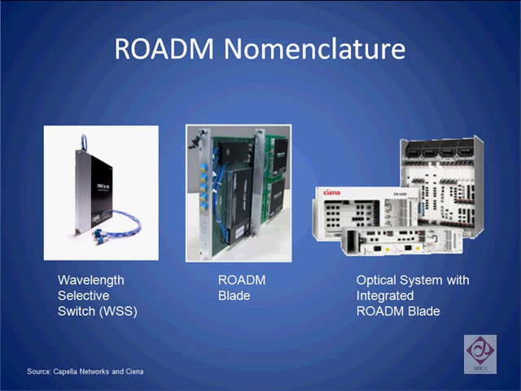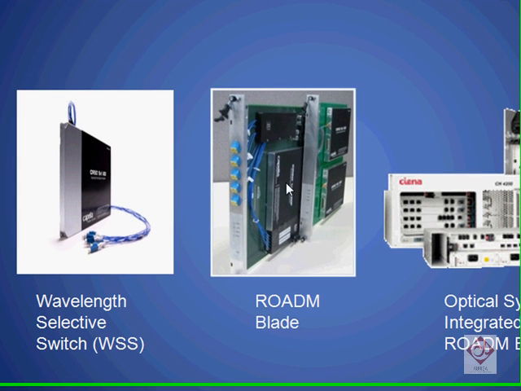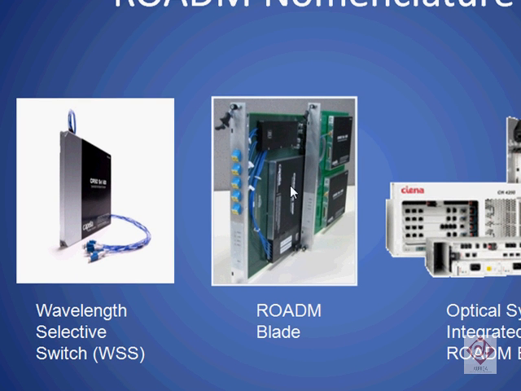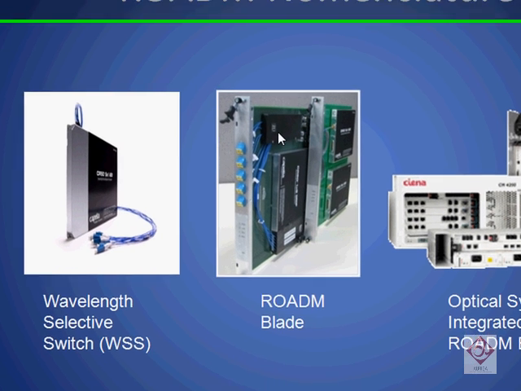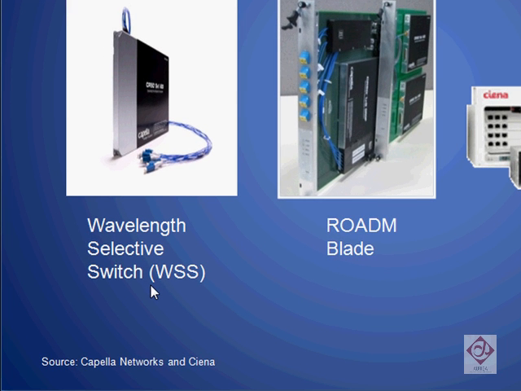Let's talk a little bit about what ROADMs are. A ROADM is a blade that consists of 3 main components: a wavelength selective switch, a channel monitor, and an amplifier. The key component inside the ROADM is the wavelength selective switch. It is the main device that extracts a single frequency of light from a stream of multiple frequencies. With respect to the light, a wavelength selective switch is a passive device. It does not source light and it does not amplify light.